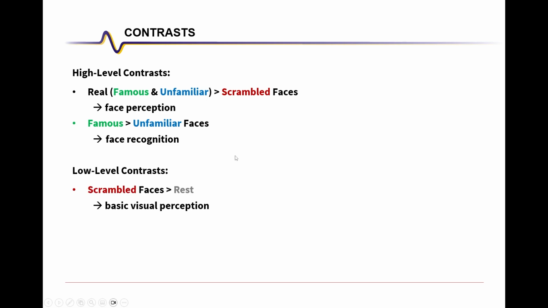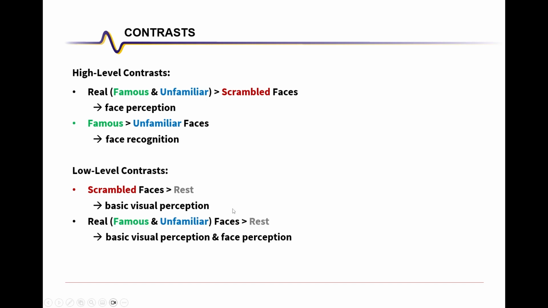We can also compute some more low-level contrasts, such as scrambled faces as compared to the resting baseline. This should give us brain regions that are involved in basic visual perception. And then we can also run a contrast like real, so famous and unfamiliar faces, versus the resting implicit baseline of the model. So this is a mix between basic visual perception and face perception. But it's still interesting to do these low-level contrasts to perform a sanity check. You should expect that you get at least visual cortex here and maybe some of these face perception areas, such as the fusiform face area.